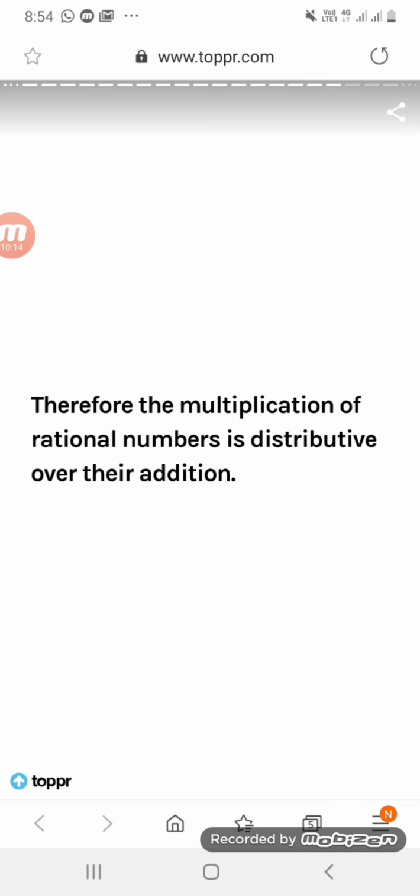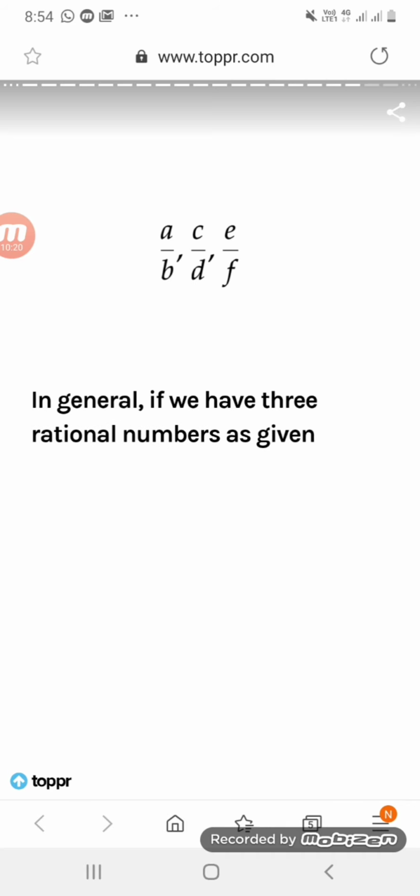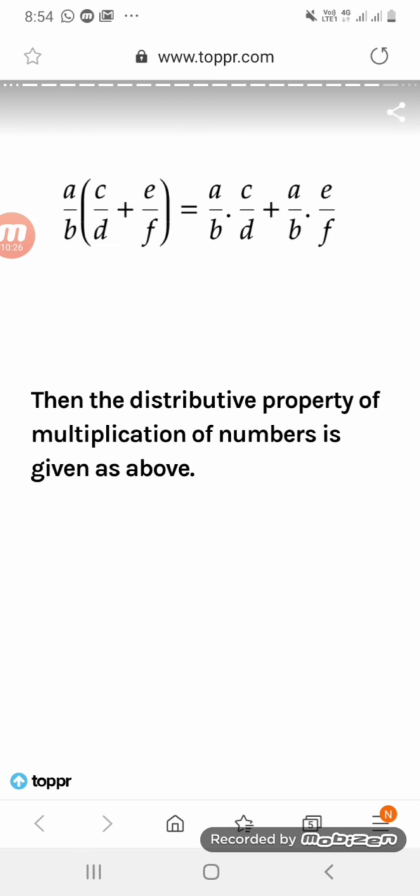So multiplication of rational numbers is distributive over their addition. So in general, if you have three rational numbers as given, a by b, c by d and e by f, then a by b into (c by d plus e by f) is equal to a by b into c by d plus a by b into e by f. So this is the general form of the distributive property of multiplication over addition of rational numbers.